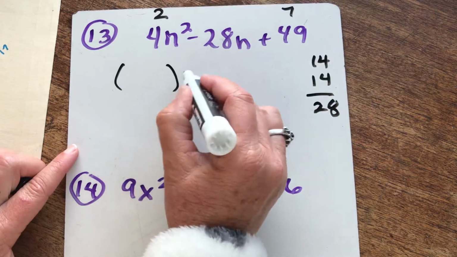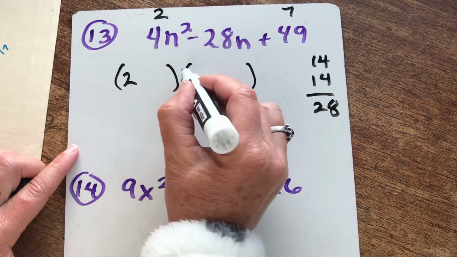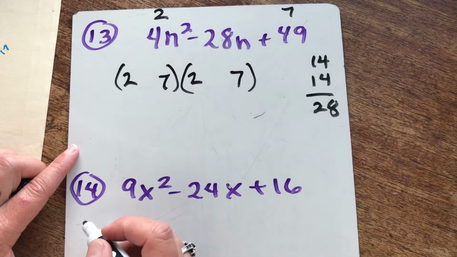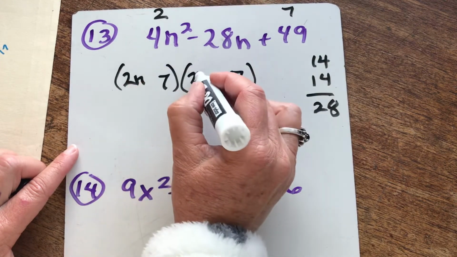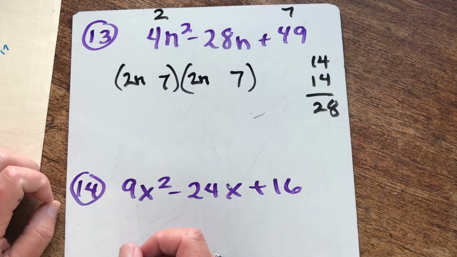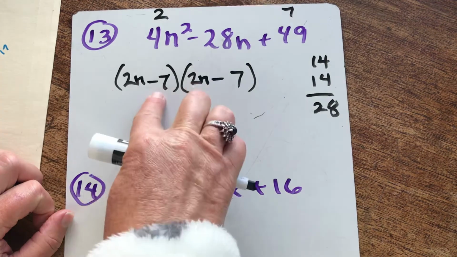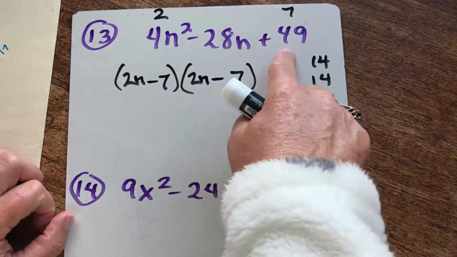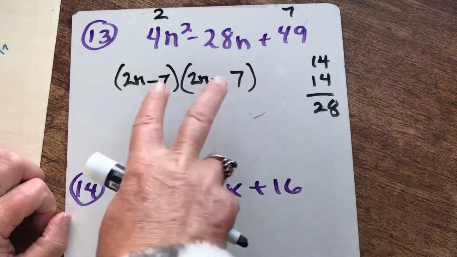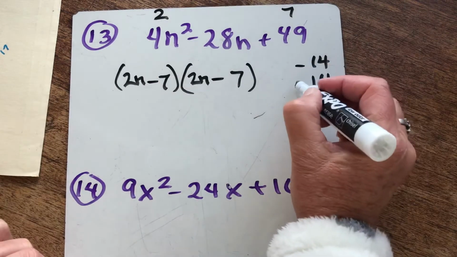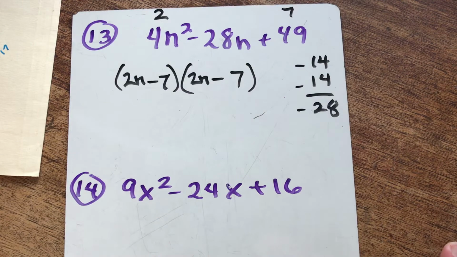So let me set up my parentheses. 2 times 2 is the 4 in the front. 7 times 7 is the 49 in the back. N times n gives me that n squared. And my signs are going to be both negatives. Negative 7 times another negative 7 is positive 49. Check. Negative 14 and another negative 14 is negative 28. So that does make sense.